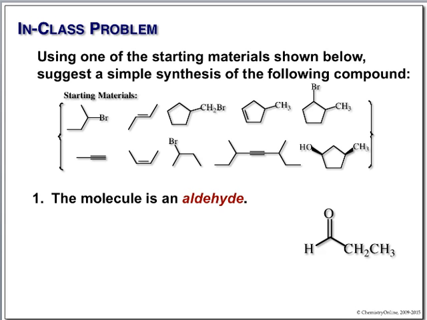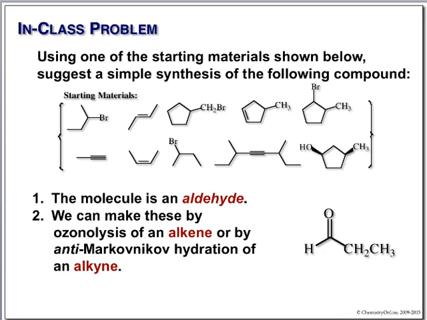All right, so this guy is an aldehyde. Again, we know 2 ways to make it: anti-Markovnikov hydration, or ozonolysis. I say anti-Markovnikov because in this carbon chain, this is attached to a primary carbon. This has a secondary carbon in it, so this would be anti-Markovnikov regiochemistry.